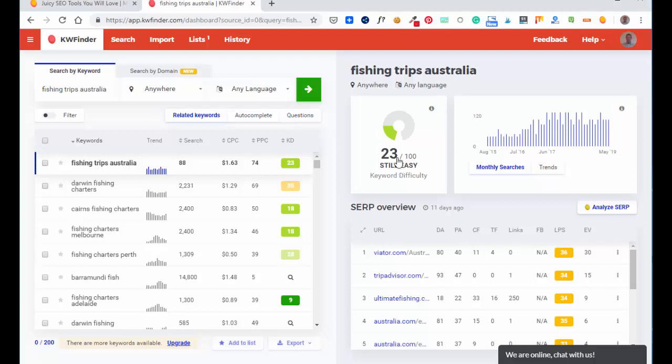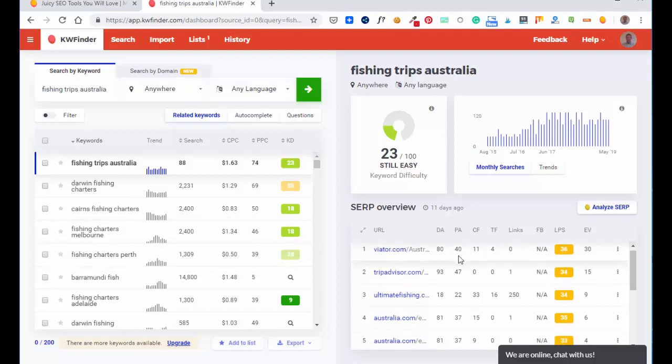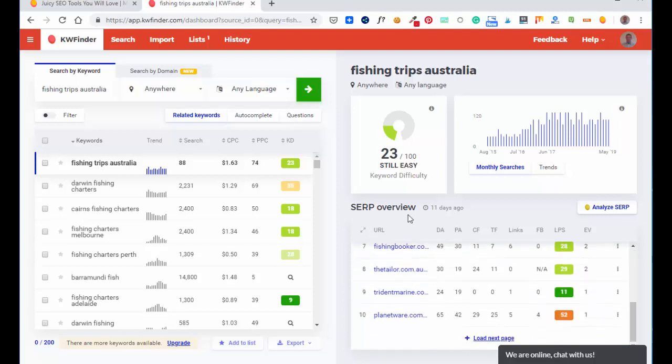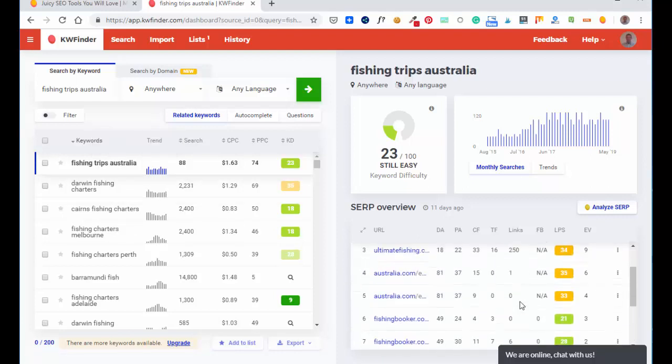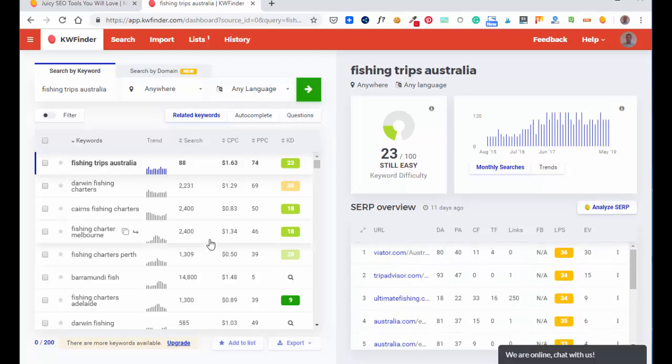Okay, so KWFinder gives you a rating between 0 and 100 on how easy it thinks it is to produce web pages and websites to rank for those keywords, and it also tells you who the competition is. This is called the SERP overview on the right hand side. It tells you who the competition is for that particular search term. So very useful information for Alf.